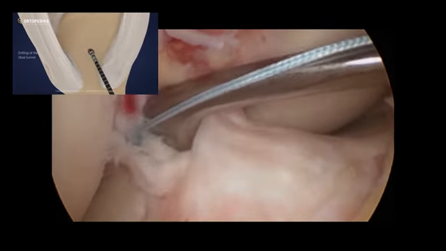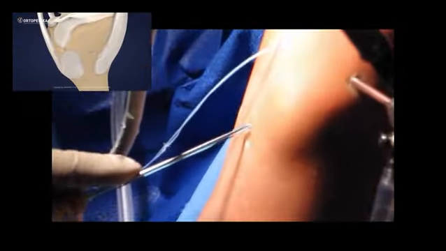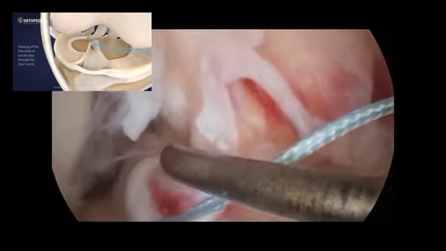With the use of an aiming device, the tibial canal is performed in knee flexion. Through the tibial canal, both loose ends of the tibial portion tape are dragged outside the joint.